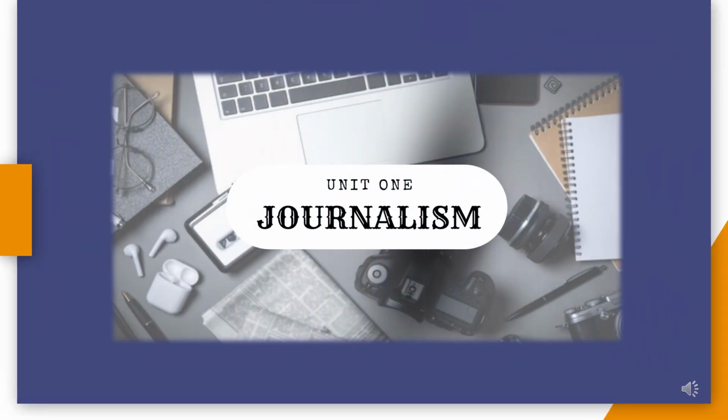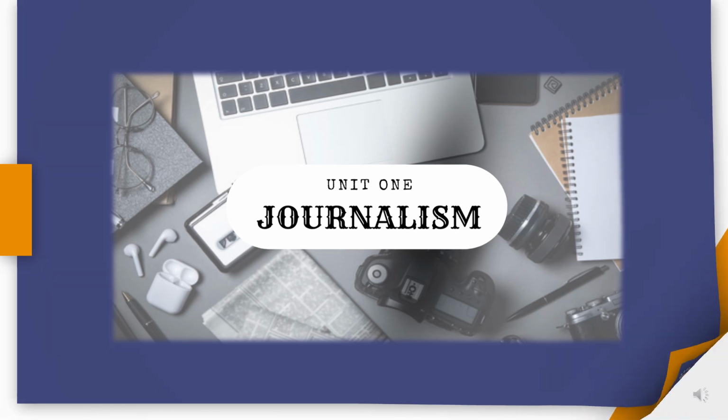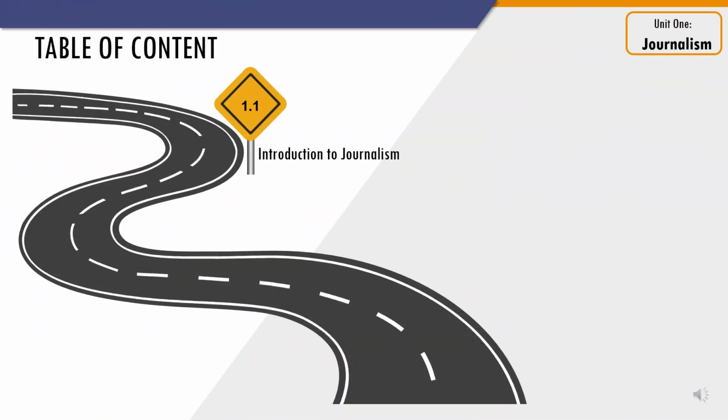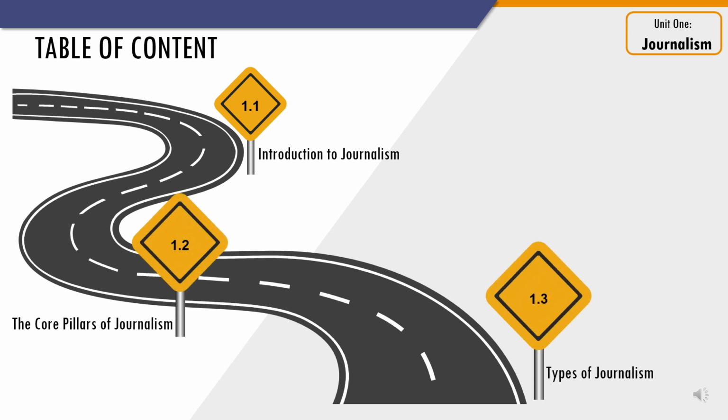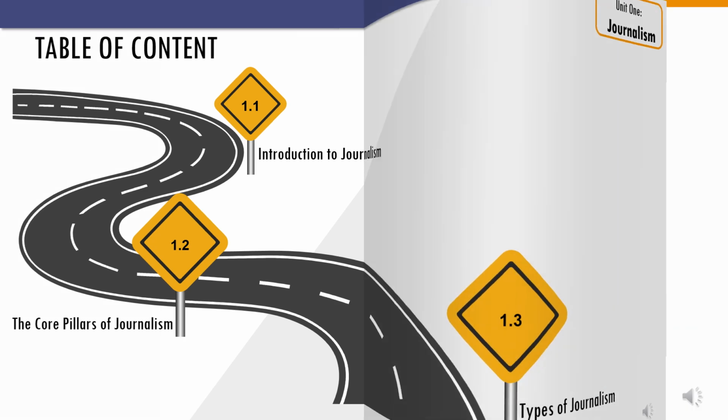The first unit is entitled Journalism. This unit comprises three major subunits. Number 1, Introduction to Journalism. Number 2, The Core Pillars of Journalism. Number 3, Types of Journalism.